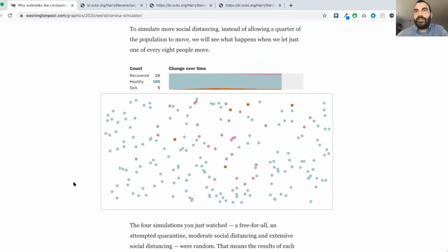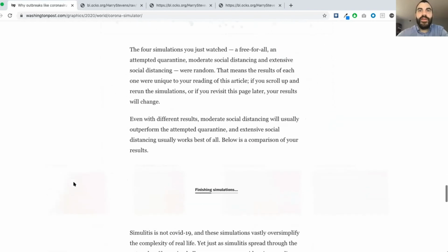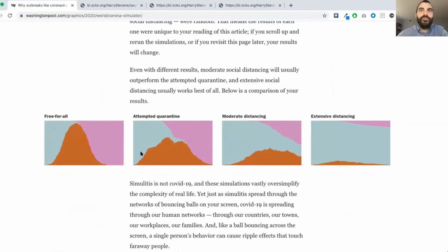So that's really the whole idea. It's pretty simple, but I think it really succeeded in communicating this idea of how social distancing can disrupt network effects. And then at the bottom, we have a comparison of your results. So it's easy to see how the different strategies performed.